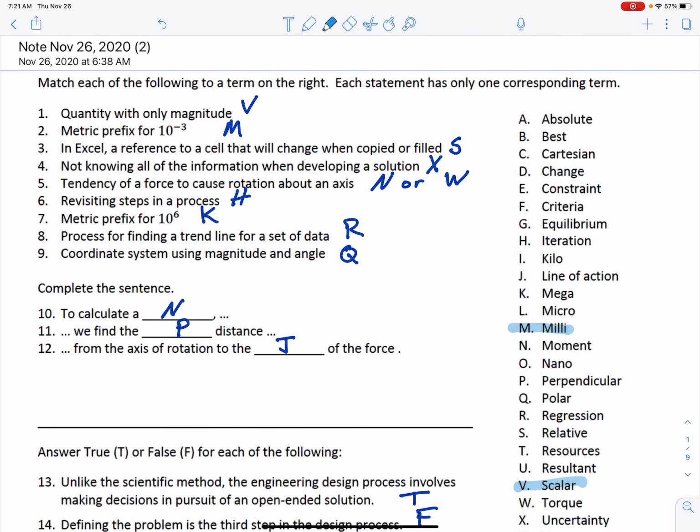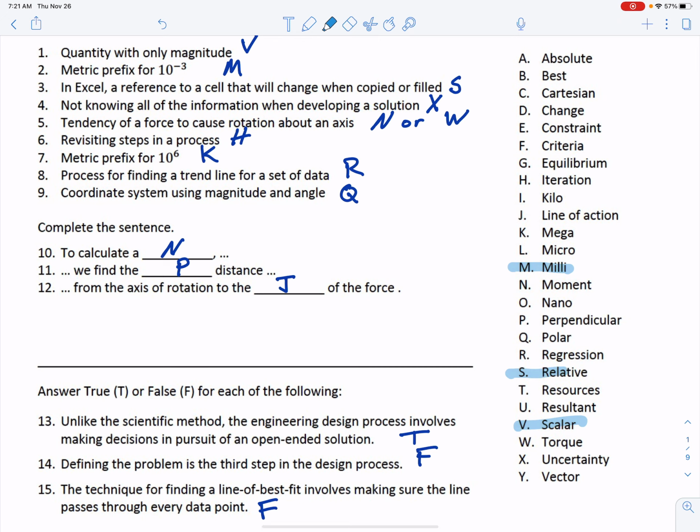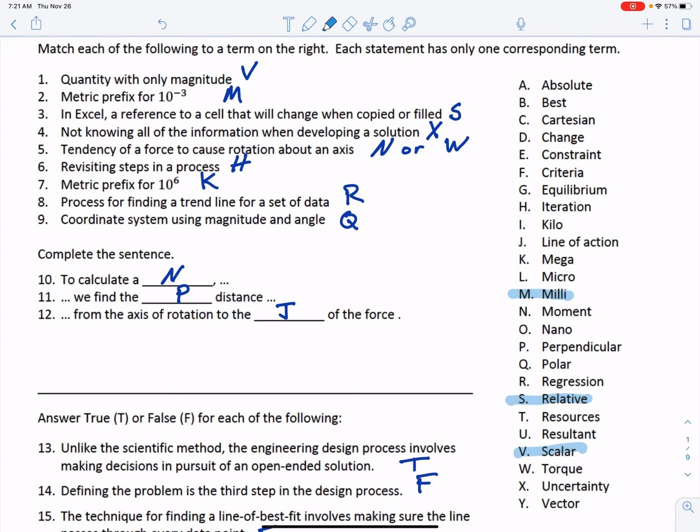Okay, next, in Excel, a reference cell that will change when copied or filled. That's relative addressing in Excel, so hopefully you'll remember that one. Okay, this comes from some of the Oakes and Leon reading. Not knowing all the information when developing a solution, item X. Okay, so there we have that one. And with Oakes and Leon, yes, you can still use your reading assignments that you did from that textbook to answer questions on the final or on subsequent exams.